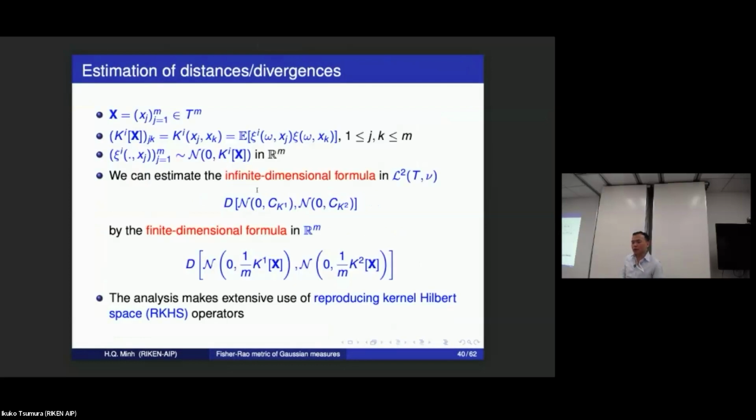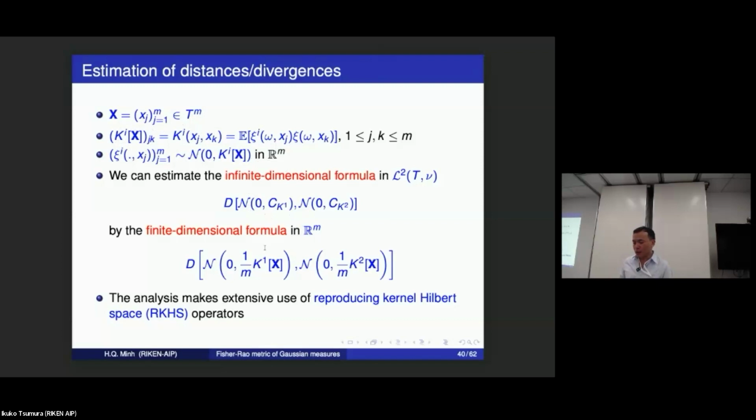So in the infinite dimensional setting, in general, we cannot really compute it. In general, it's actually very difficult. So what we can do is estimate the infinite dimensional formula. In this case, in L2, we have the distance or divergence between two Gaussian measures on this L2. And using the finite dimensional formula in R^m, we can sample n points on the set T, and then we have the corresponding Gram matrices. And so these vectors here are actually distributed according to Gaussian distributions with covariance matrix K_i. This is the definition of Gaussian processes. And so we can do this estimation.